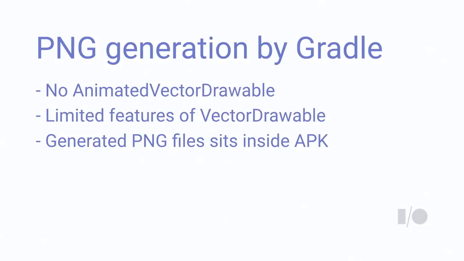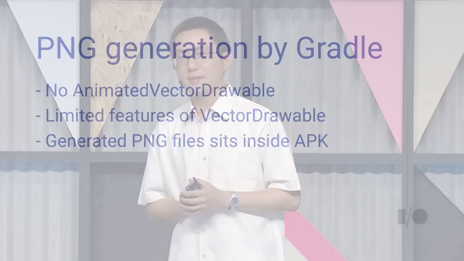There are also some downsides to this solution. There's no animated vector drawable support, and it only supports a limited set of features of vector drawable. And the last one is that the generated PNG file could still sit inside your APK. So on this, we also recommend you have a separate APK supported by Play. You can have one for API 21 and above, which will only contain the XML file, and have another one for the older version, which will contain the PNG file.